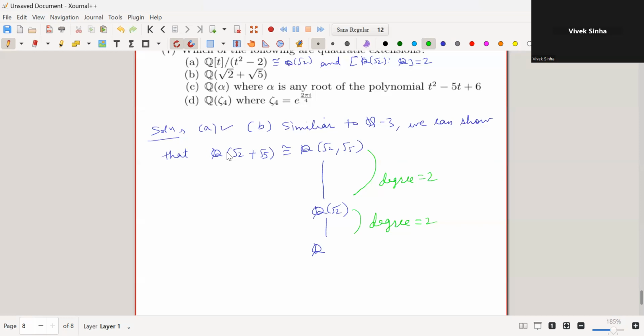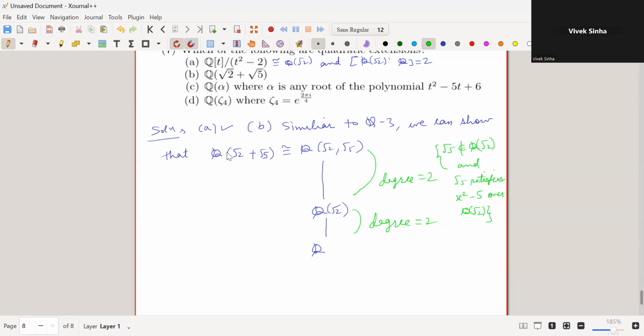One thing to see is that clearly root 5 is not inside Q(root 2), because you cannot write it as a plus b root 2. Root 5 satisfies x square minus 5 over Q(root 2). Anyway, root 5 is not inside Q(root 2), so you cannot write it like that.